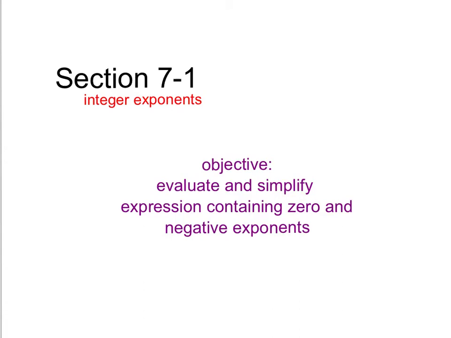Okay, so today we're going to talk about section 7.1, and 7.1, as you can see, is integer exponents. We've already kind of talked about exponents way back in chapter 1, if you can remember that far back. But today we're going to simply evaluate and simplify an expression that contains either a zero or a negative exponent. And we're going to see what those mean and how those really work together.